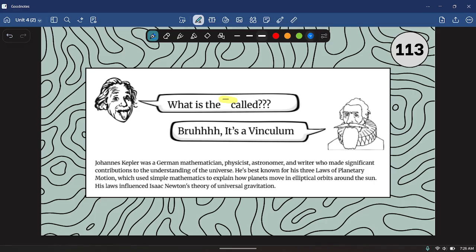If you're wondering who Johannes Kepler is, he was a German mathematician, physicist, astronomer, and writer who made significant contributions to the understanding of the universe. He's best known for his 3 laws of planetary motion, which use simple mathematics to explain how planets move in elliptical orbits around the sun instead of circular orbits. This helped influence Isaac Newton's theory of universal gravitation. Before Kepler, they were kind of all over the place in the space world. They didn't quite understand how anything worked.